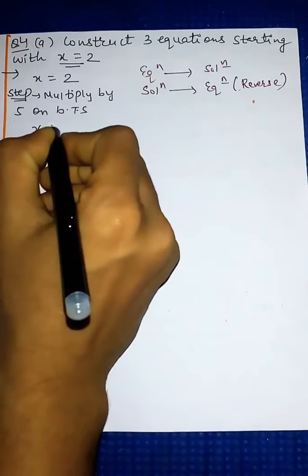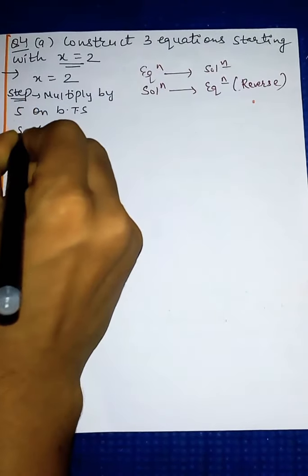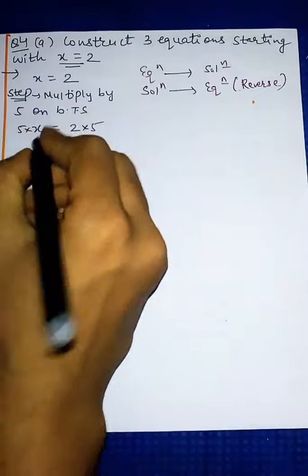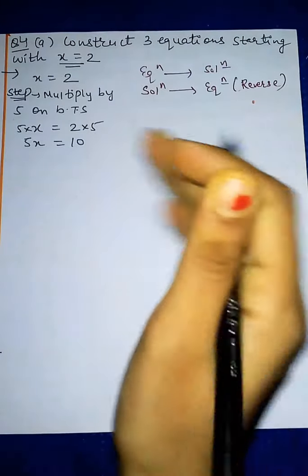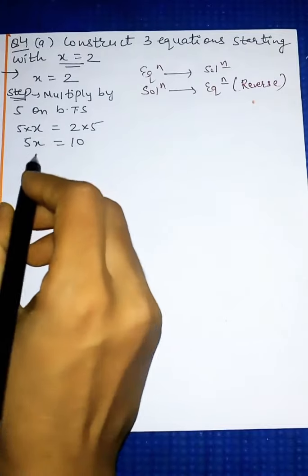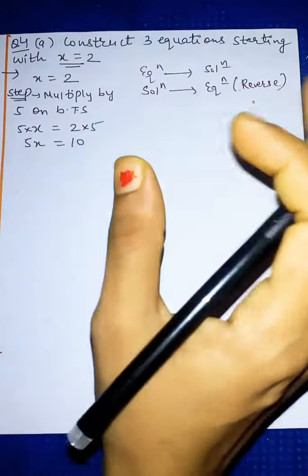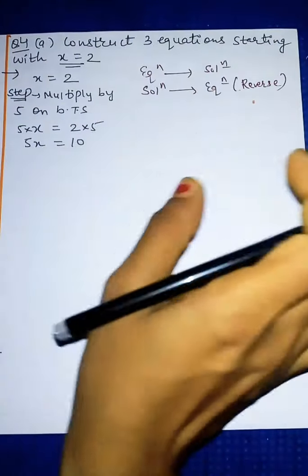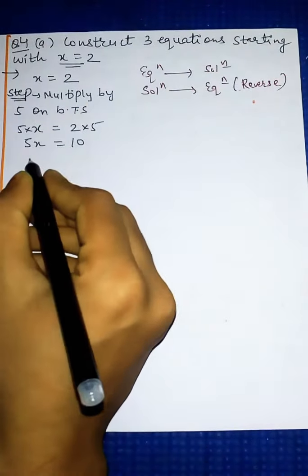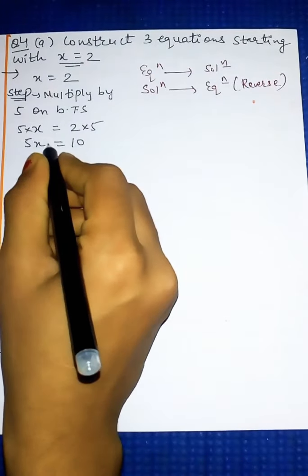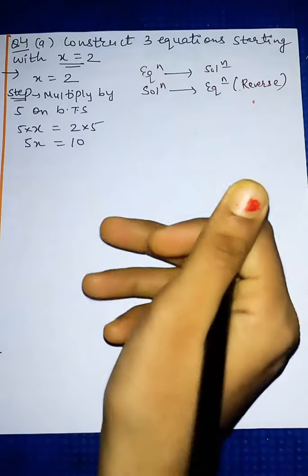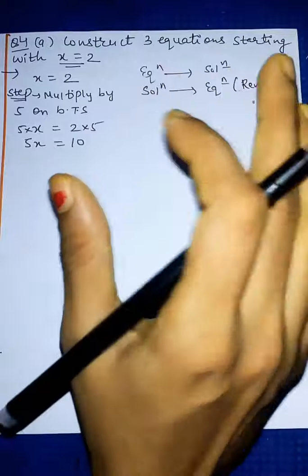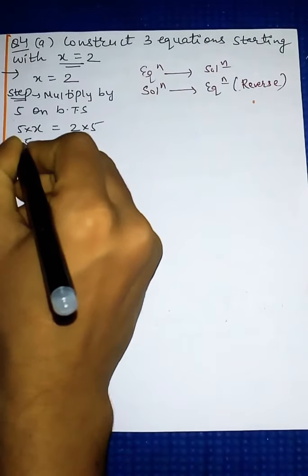So x equal to 2 was given. Both sides I will multiply by 5. So here it will be 5x and here it will be 5 times 2, which is 10. So 5x equal to 10. Now this is our equation. If you want to do one more step, suppose I want to add 1 on both the sides, or add whatever number you like, add 5 or add 2 on both the sides, you can do one more step. Adding 1 on both the sides, it will be 5x plus 1, and on this side 10 plus 1, means 11. So again you can do one more step and you will get an equation.